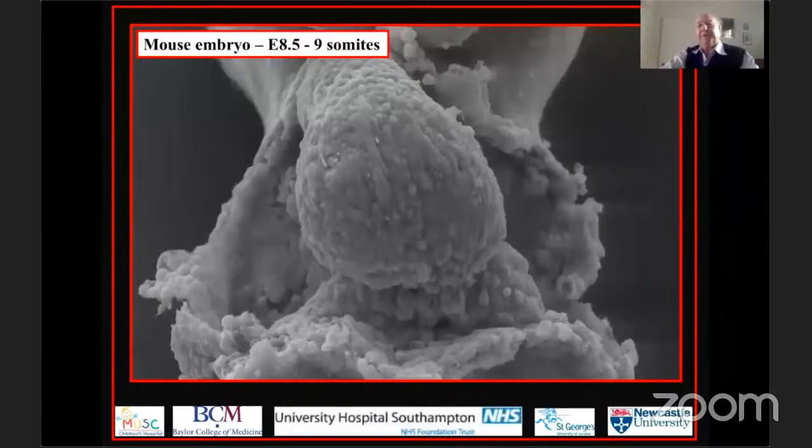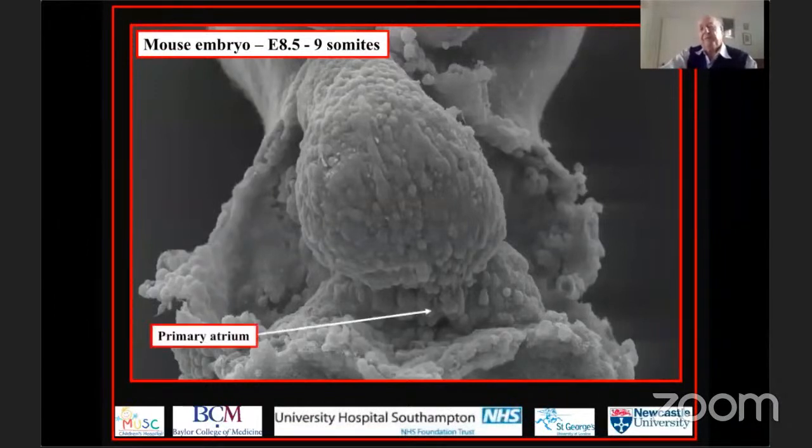So to show you this, I'm going to go back to the mouse again and take you to the dissection made by Professor Brown. You remember this is a scanning electron micrograph. It's a mouse embryo at embryonic day 8.5. And again, the primary atrium is the initial primary part of the heart tube. What Professor Brown has done is cut away the developing left ventricle so we can look into that primary atrium from the top.